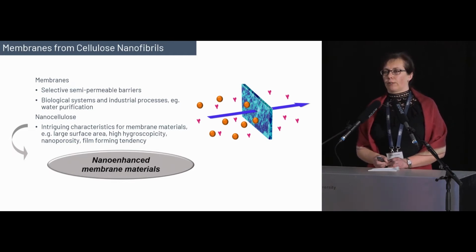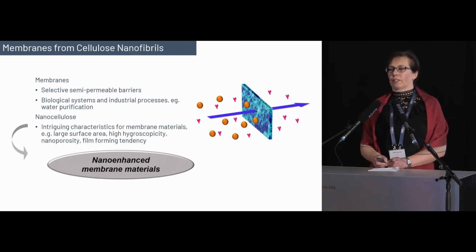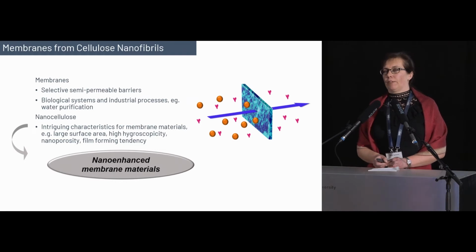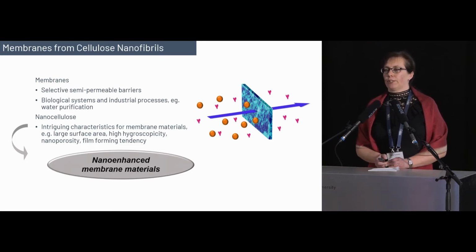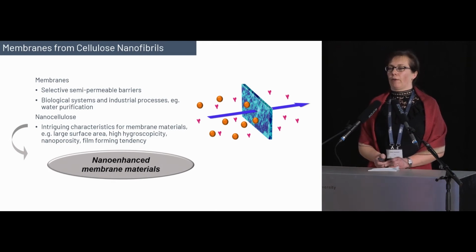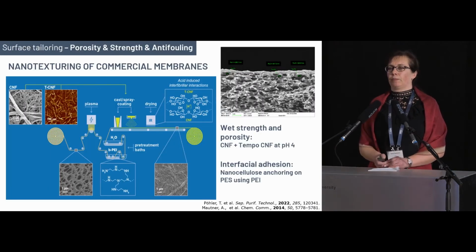When it comes to nanocellulose, cellulose nanofibrils, very many of its characteristics are useful in membrane science: large surface area, high hygroscopicity, nanoporosity, and also the film forming tendency. Putting these together, are we able to prepare nano-enhanced membrane materials?